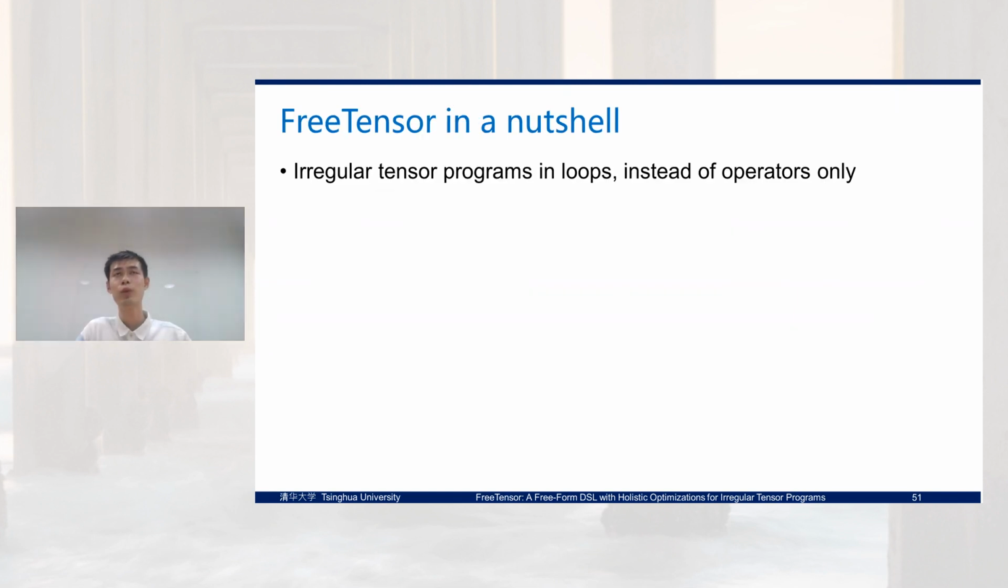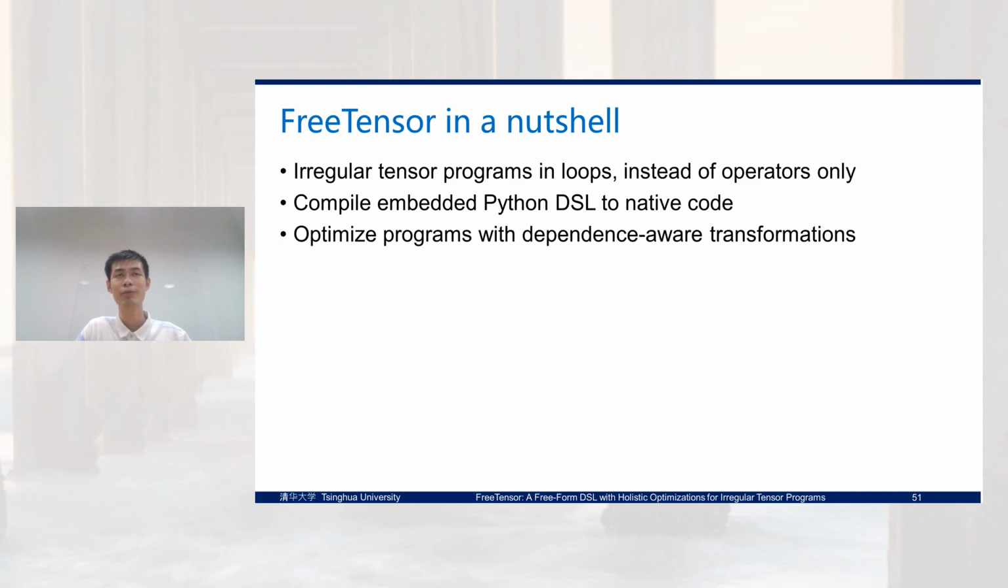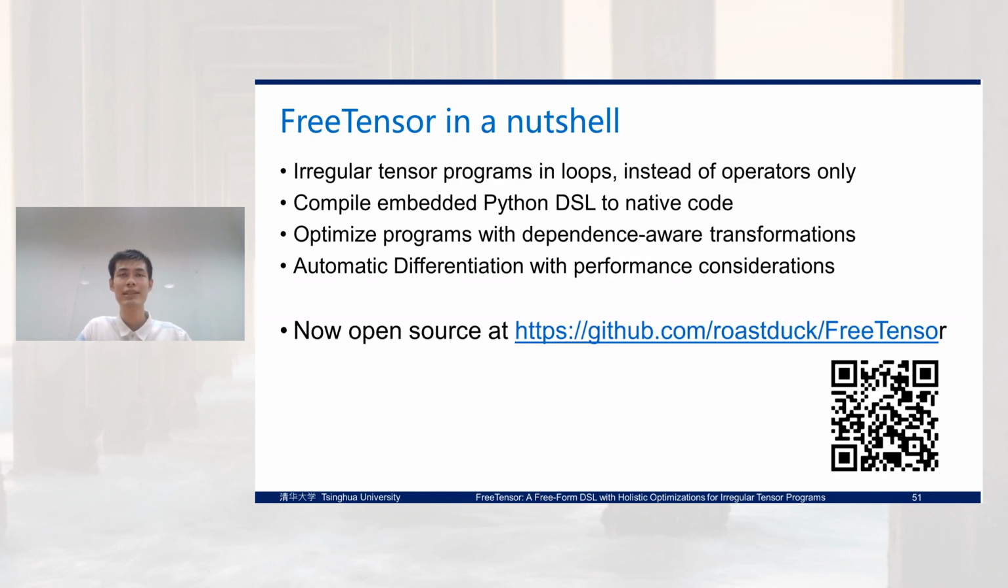In this talk, we introduce FreeTensor, which is our language and compiler for writing irregular tensor programs in loops, instead of pure tensor operators. FreeTensor compiles an embedded Python DSL to native code and optimizes the programs with dependence-aware transformations, and we have AD support with performance considerations. FreeTensor is now open source at this GitHub repo.